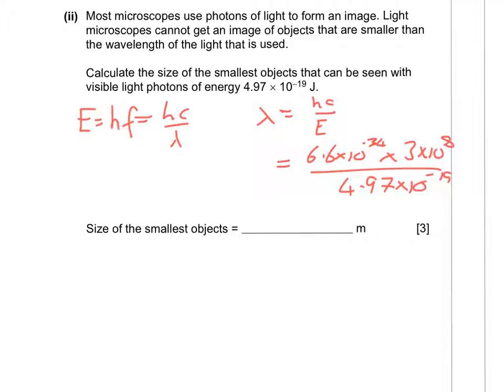So we've got h, which is Planck's constant, 6.6 times 10 to the minus 34, c, the speed of light, 3 times 10 to the 8, and the energy we were given is 4.97 times 10 to the minus 19. If we fill that in, we get a lambda of 3.98 times 10 to the minus 7 meters.